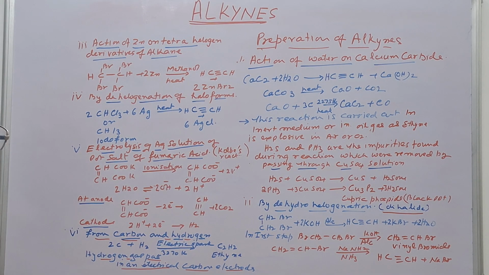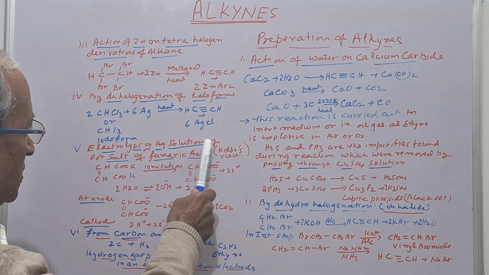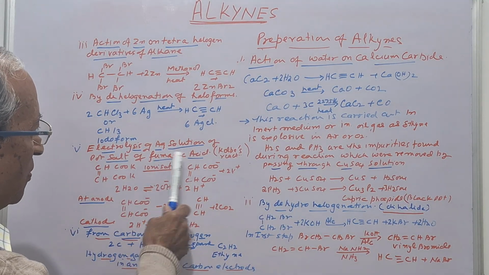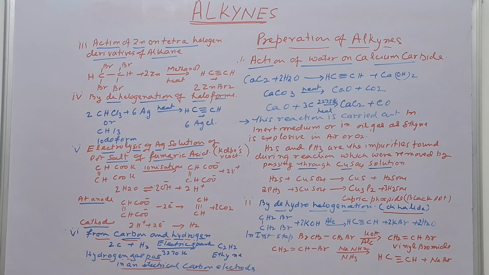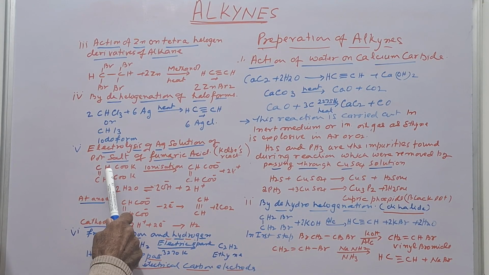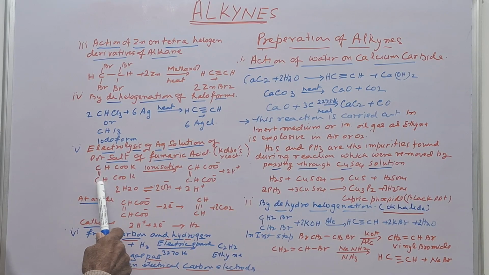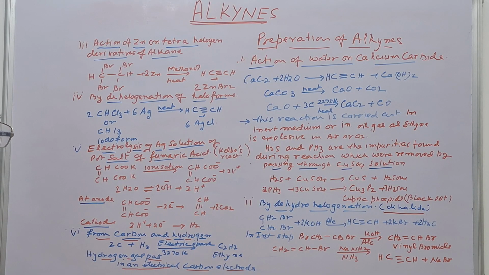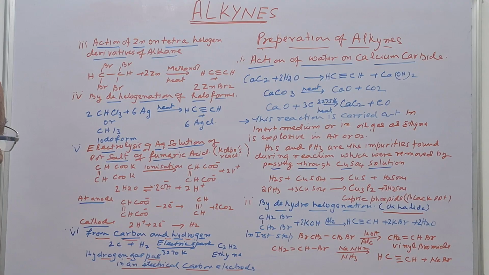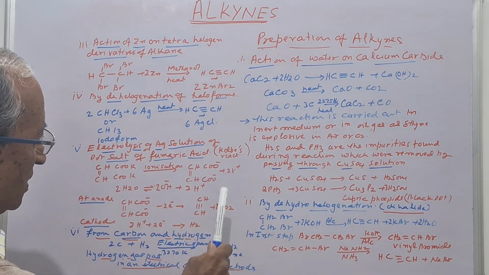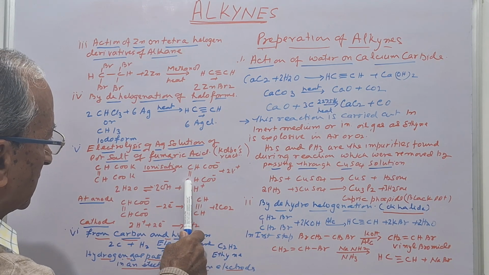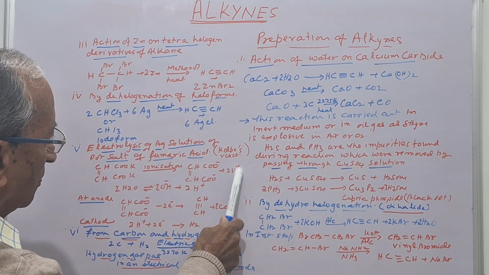Now the important one is electrolysis of the aqueous solution of the potassium salt of fumaric acid. That is the Kolbe reaction. That is electrolysis of the potassium salt of fumaric acid. Now this fumarate is CHCOOK, double bond, CHCOOK. Now when it undergoes the electrolysis process, this potassium salt forms anions and cations, that is CHCOO double bond, and the potassium ion.